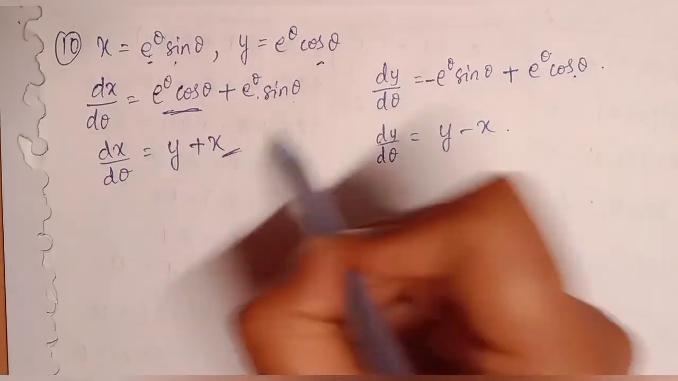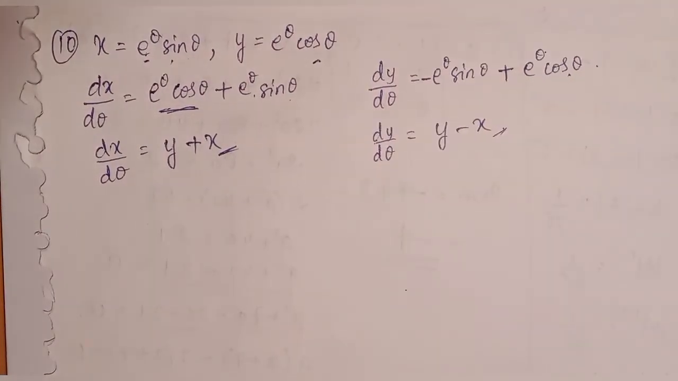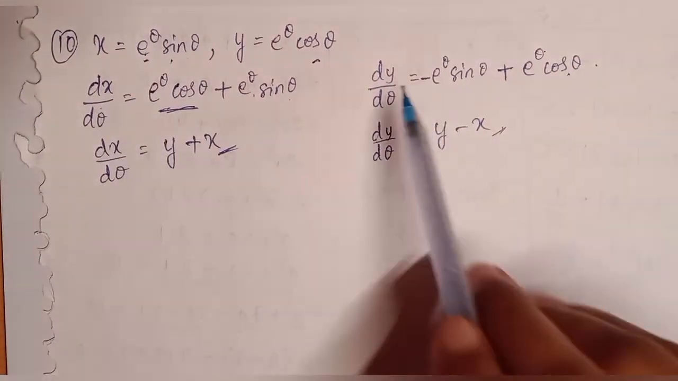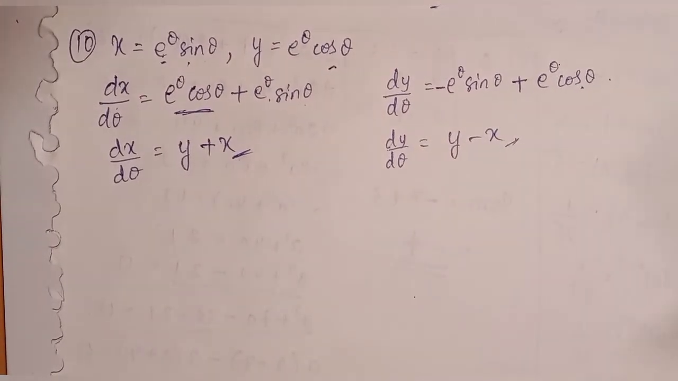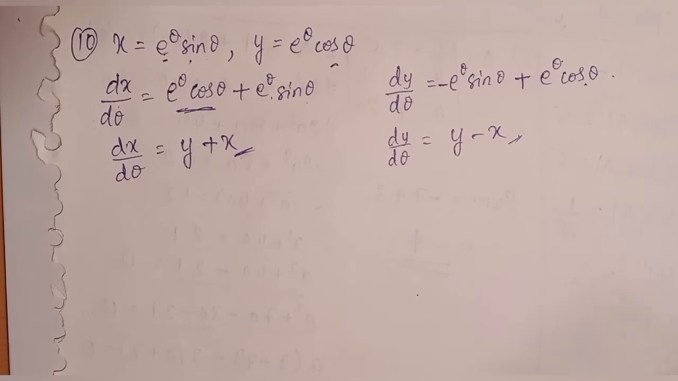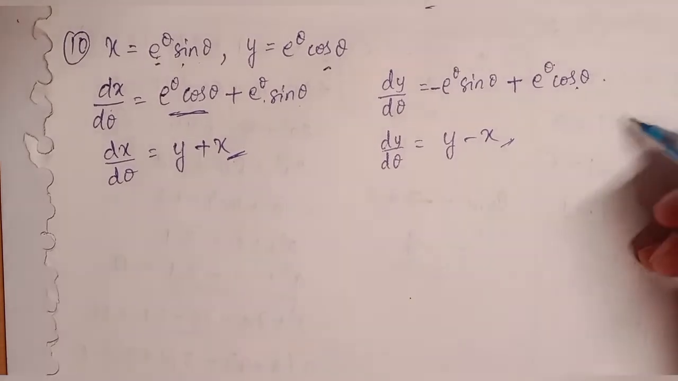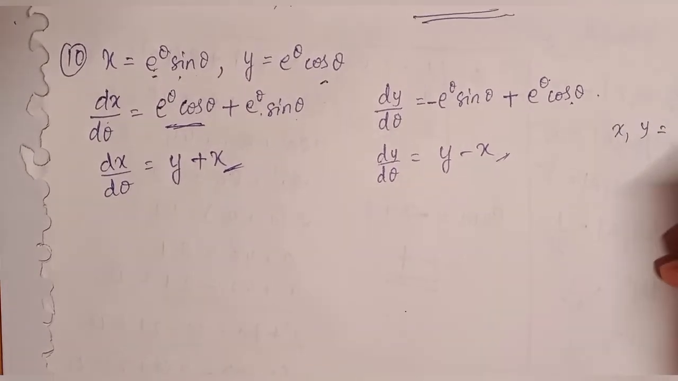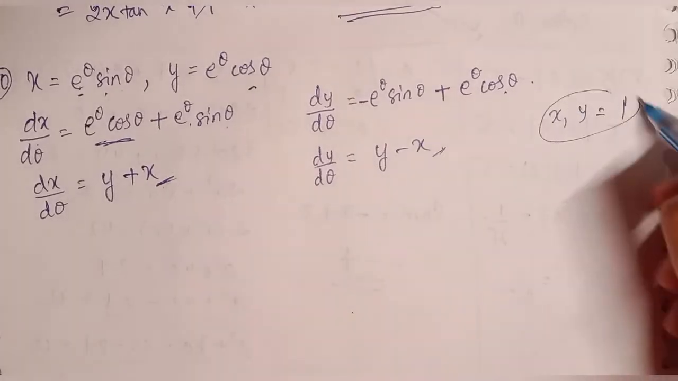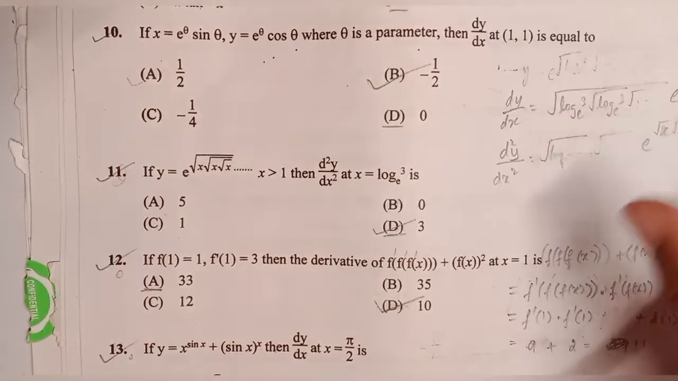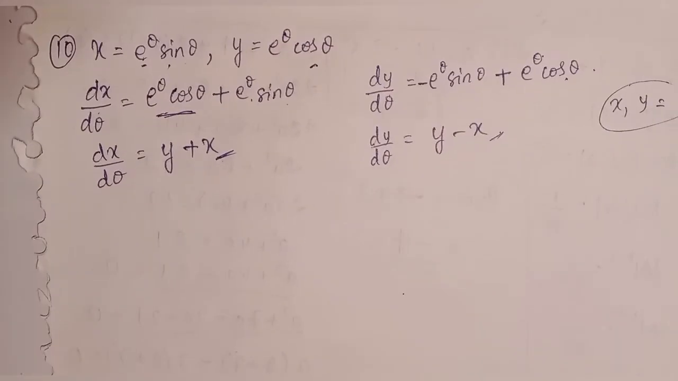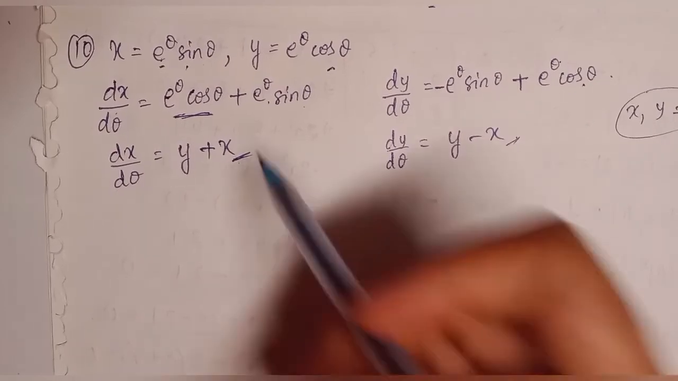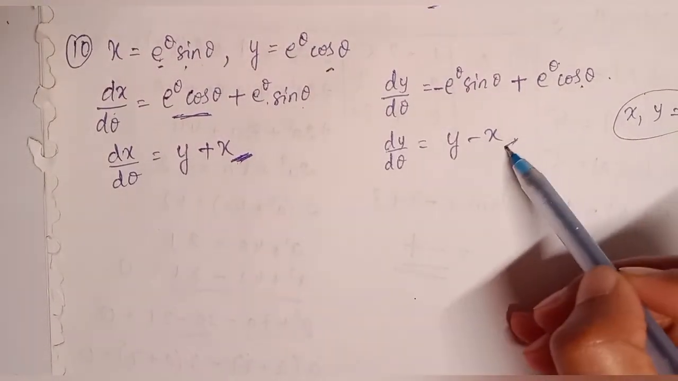See, why did I do this? You might be thinking. Because when you just take these two together and find dy by dx, then you will have to find theta. And finding theta is impossible when x and y are both simultaneously 1, as it is given in the question that x, y both are 1. So how will you find only one formula where theta is 1? It is difficult. That's why we have to separate them as x and y.